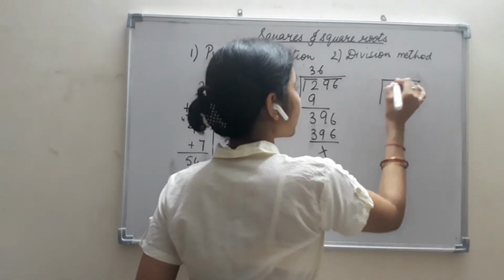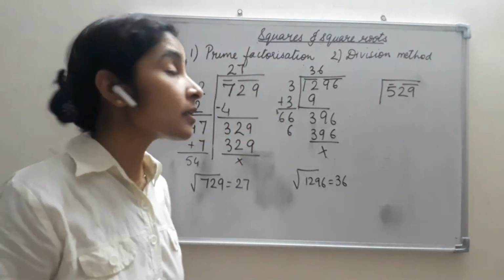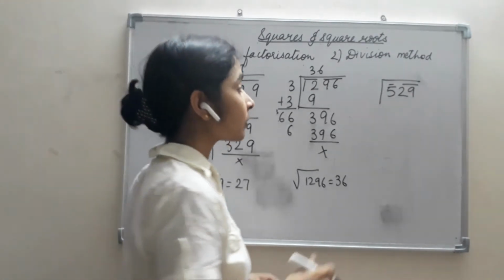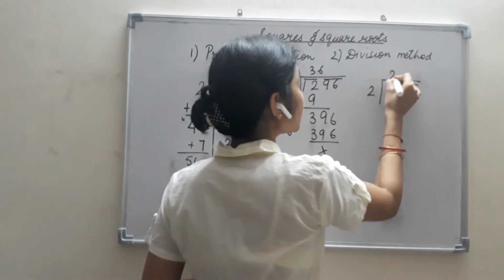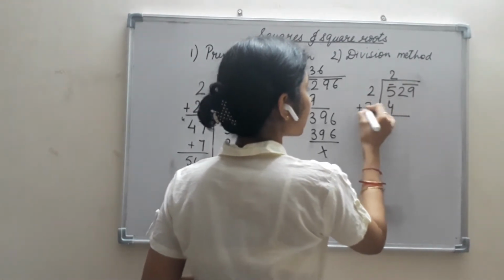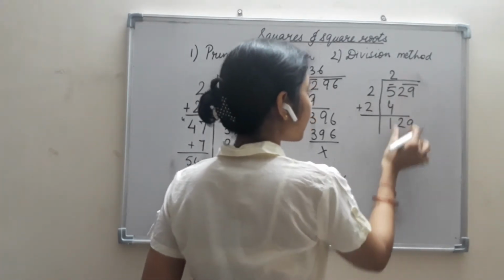Again these two are in pairs and this is a row. Taking such a number which is a perfect square before 5, and that is only 4. So 2 2's are 4. Now this 2 will be added here also. What remains? 1. 29 we bring down, both will come together.